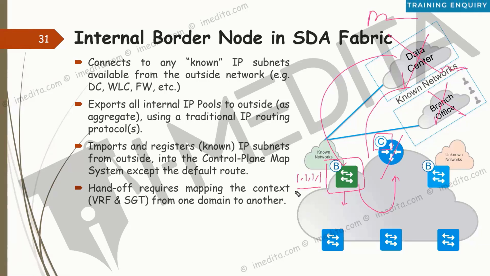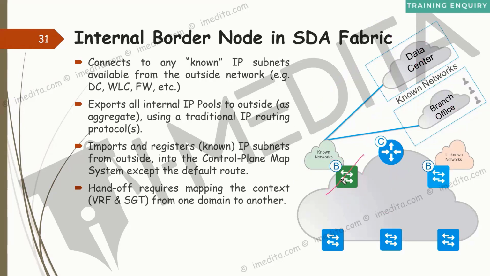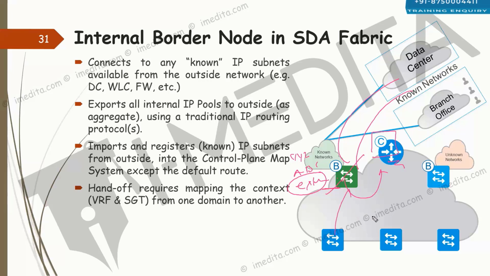And if we have configured it as an external border node, this border node will have all the subnets. It will just not import them into the SDA network. But since this device is configured as an external border node, it is being used as the gateway of last resort. Everyone can still use that device to reach these external destinations.